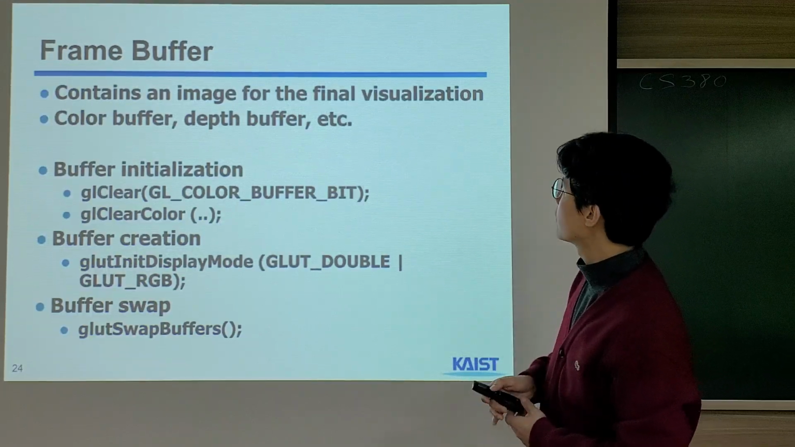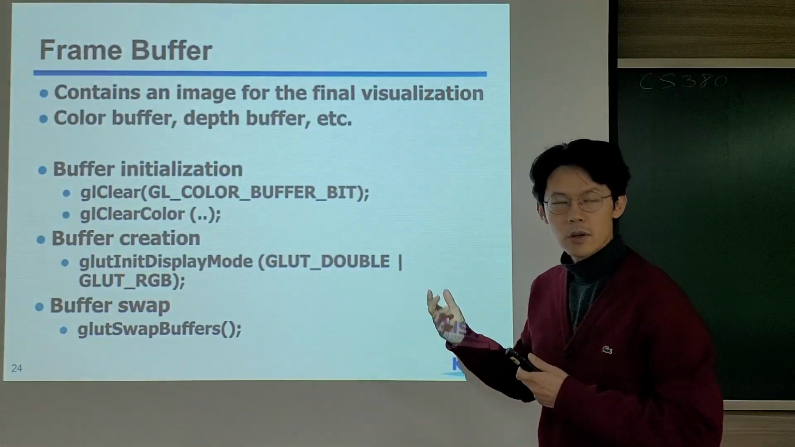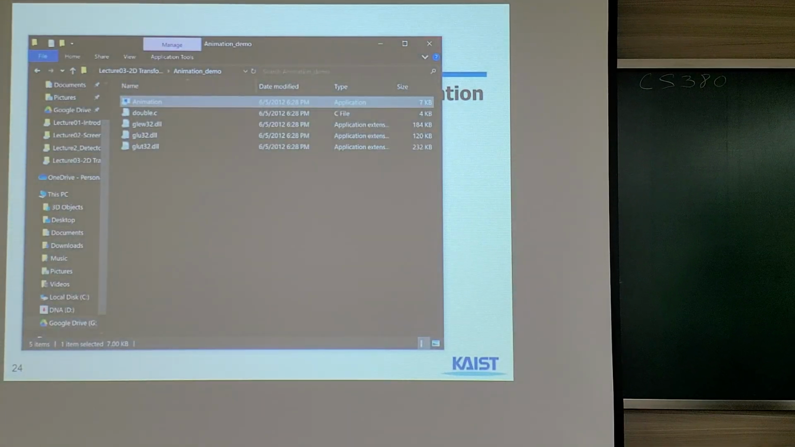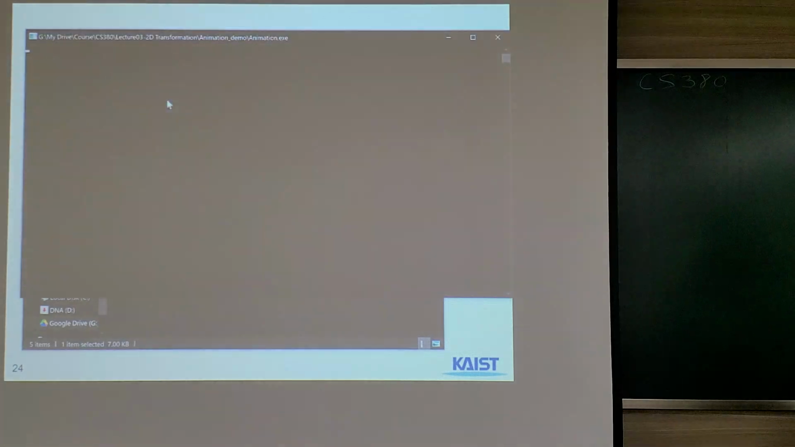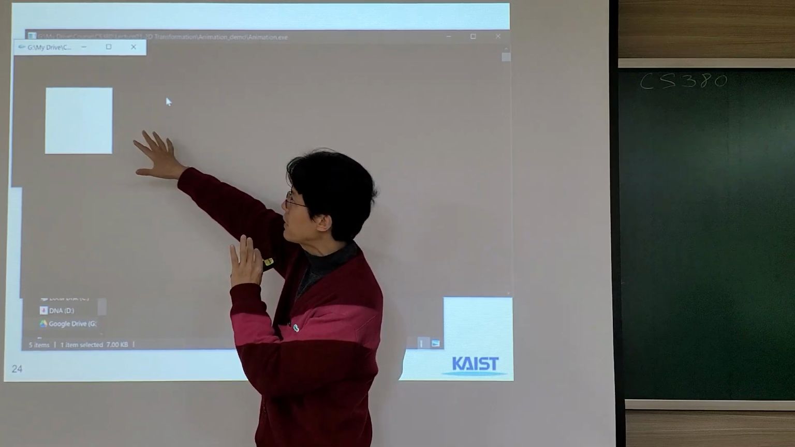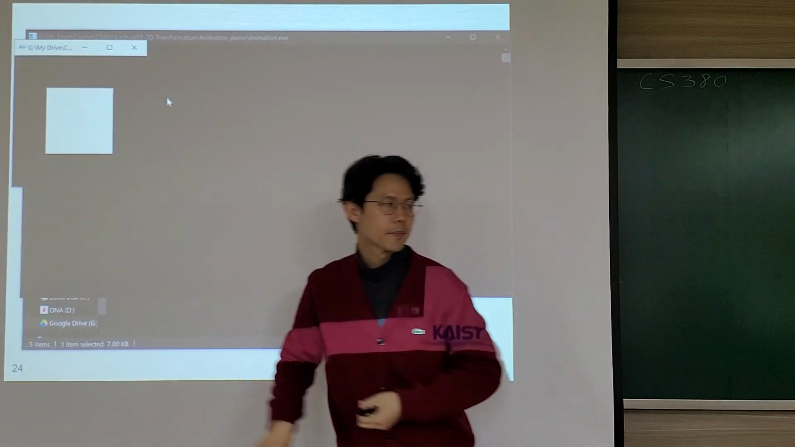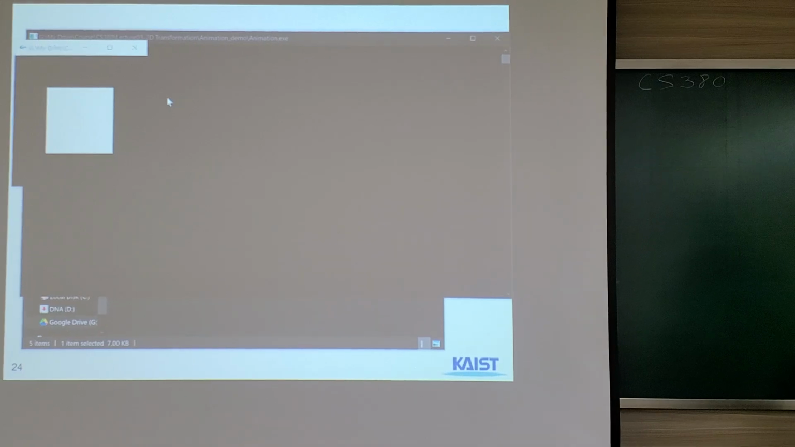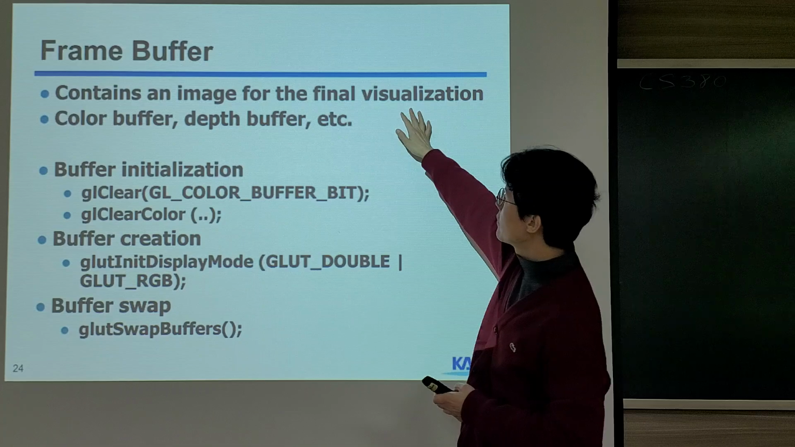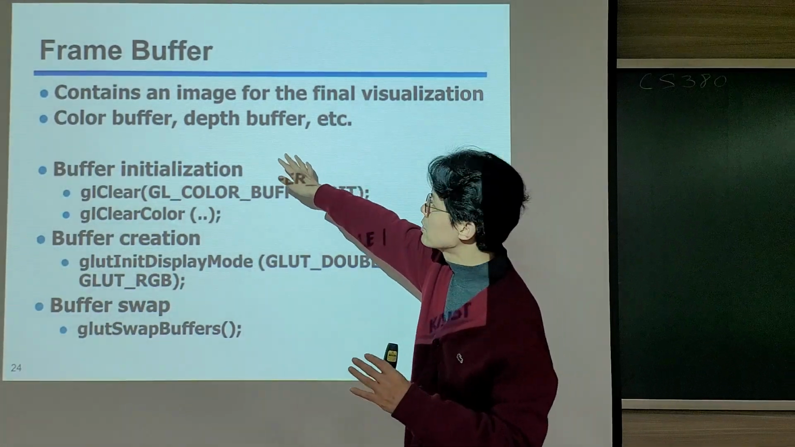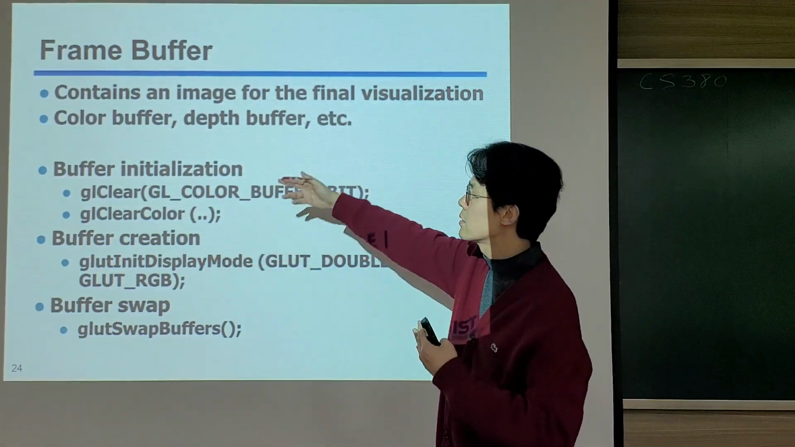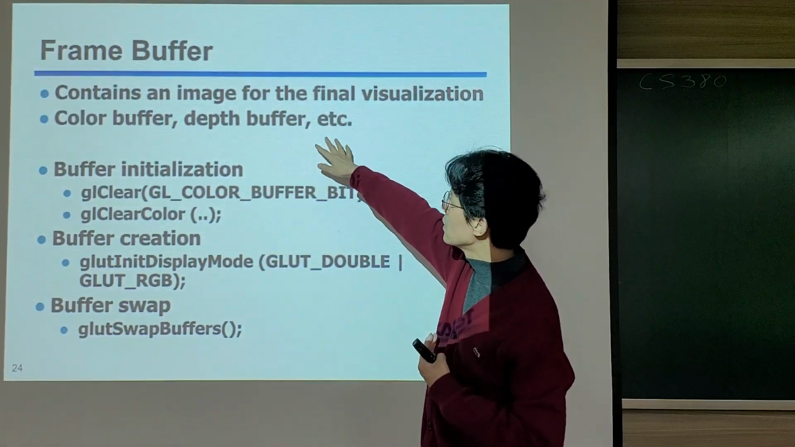Also here, okay, frame buffer. So when you run this one, we are seeing the image, right? That's why this image is contained in the frame buffer. That's called the frame buffer. The frame buffer contains the image for the final visualization. It can have multiple components. It can have the color buffer, RGB, and also the depth buffer, the Z value. We will talk about why that is required.